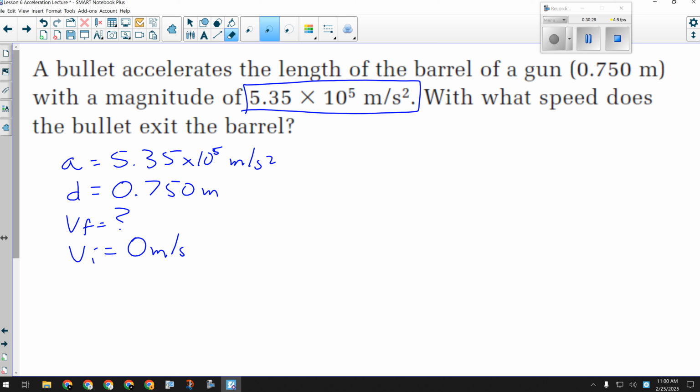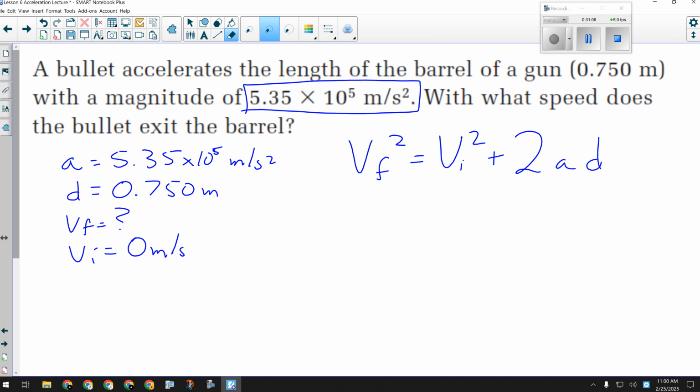I only have one formula that contains VF, VI, A, and D, and it's the only one we haven't done yet. VF squared equals VI squared plus 2AD. This is the one that doesn't involve time. So I'm looking to calculate VF, the speed the bullet exits the barrel at, in other words, what we call muzzle velocity. I'm solving for VF, but this formula calculates VF squared. So what do I need to do to the other side?